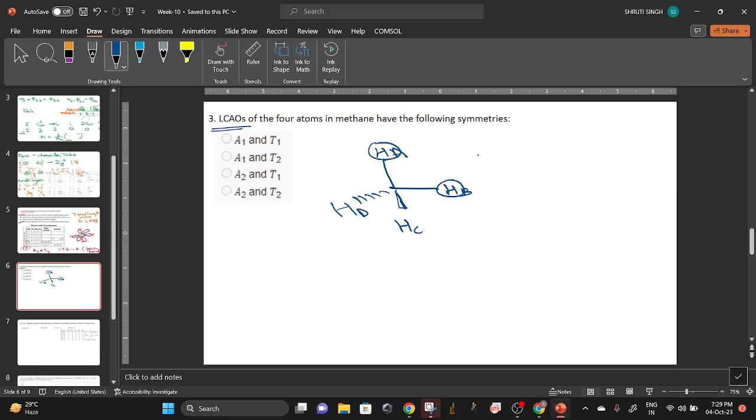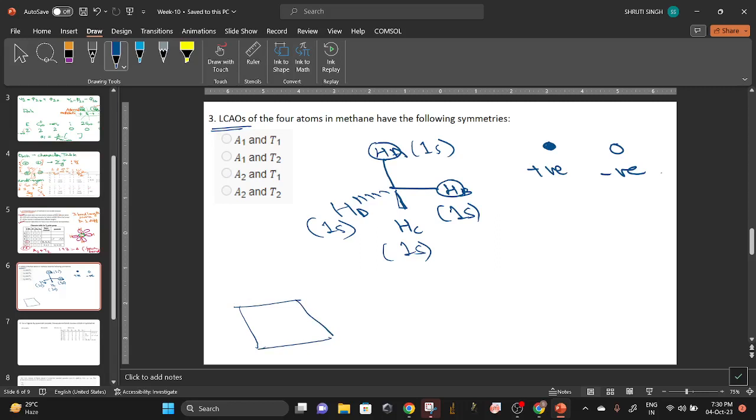Now this can be in the positive phase. Which orbital for hydrogen? 1s, because there is only one orbital available for bonding here. So 1s for all. If the 1s is in positive phase, we will denote it by this. If it is negative, we will denote it like this. Now, since this is the tetrahedral geometry, let me draw this here.